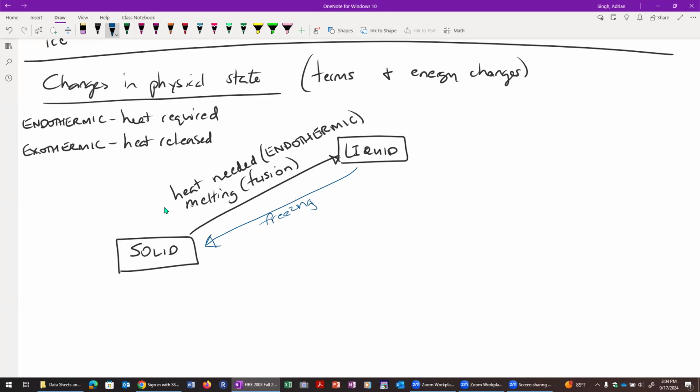It's a freezing process. And obviously now, in order for the liquid particles to slow down to turn into a solid, you have to take energy away, take heat energy away. So energy then is released. That's an exothermic process.